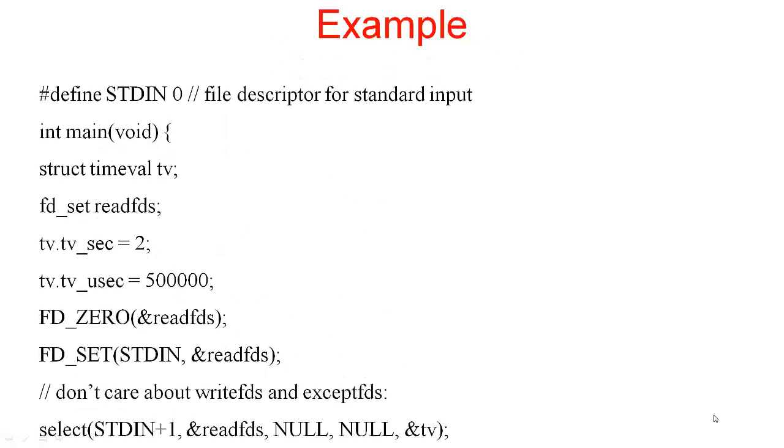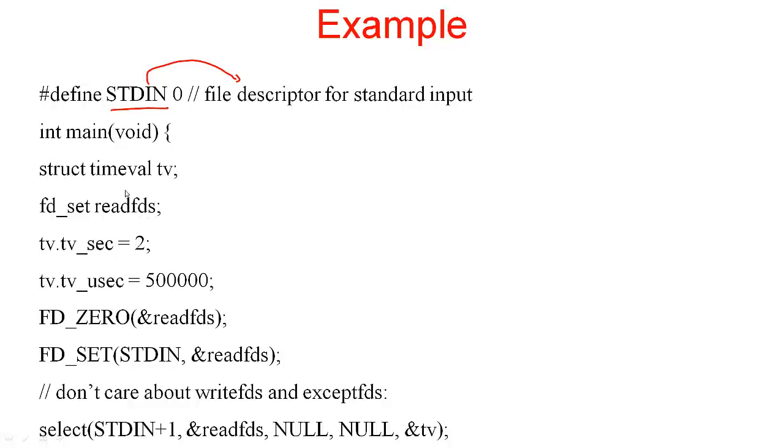So here is a simple example. This, by the way, has no relation with the server client concepts that I have covered before. In this particular example, it just tries to figure out if a key on the keyboard has been pressed or not. So for this, I am defining the standard input. This is the file descriptor that corresponds to the standard input.